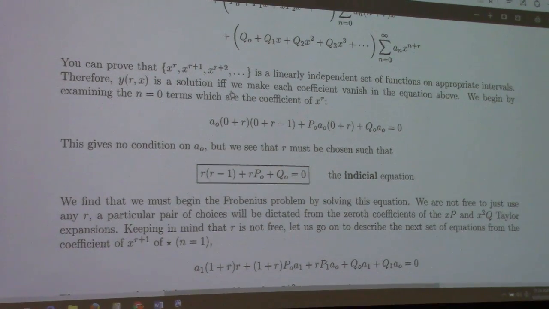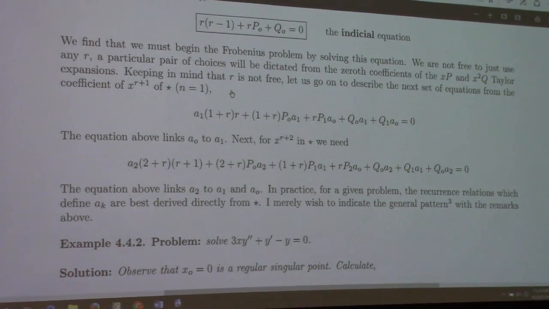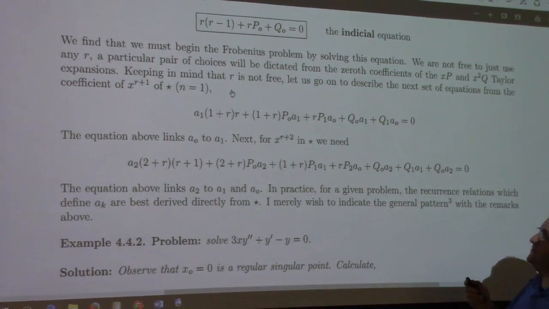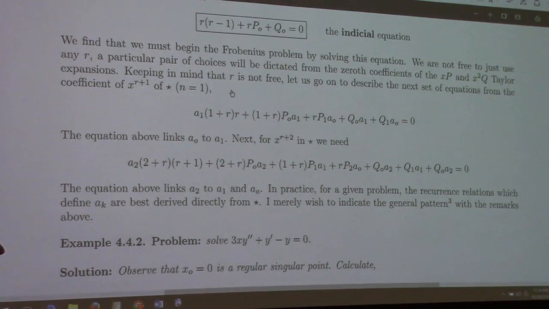I could skip ahead and show you how to solve the indicial equation for a particular problem, but I'm not going to do that. We'll have a specific numerical example before too long. Let me just finish running through the general setup. So this is the beginning of the Frobenius problem, is to solve the indicial equation. That tells us what to set r to.